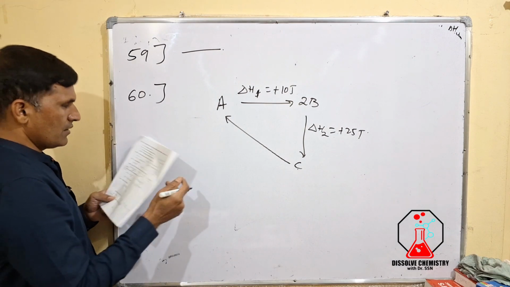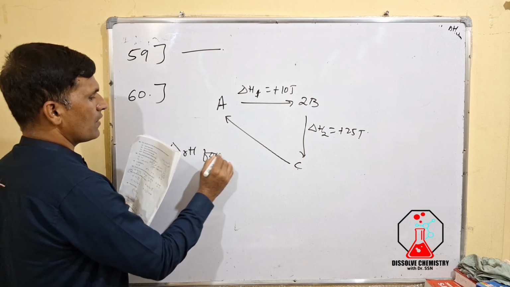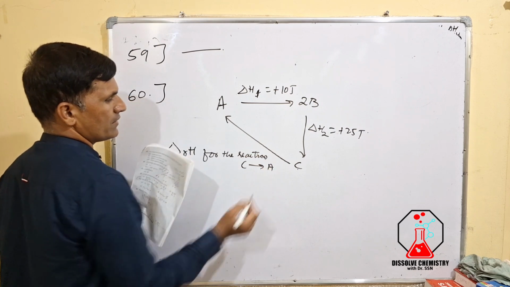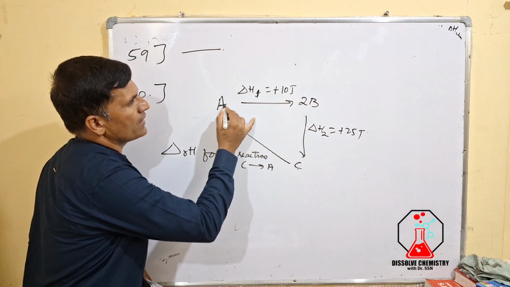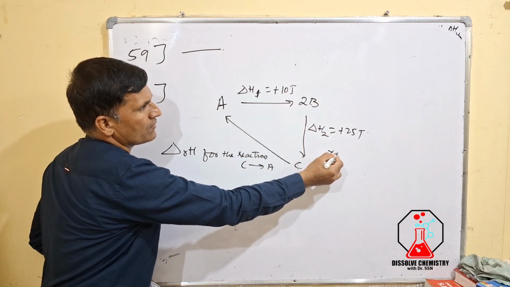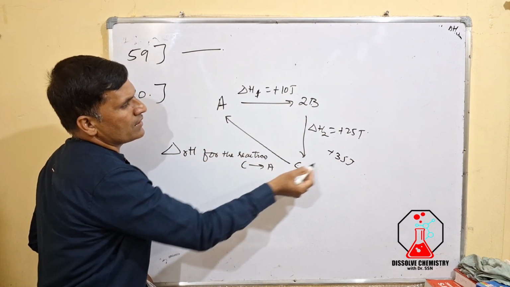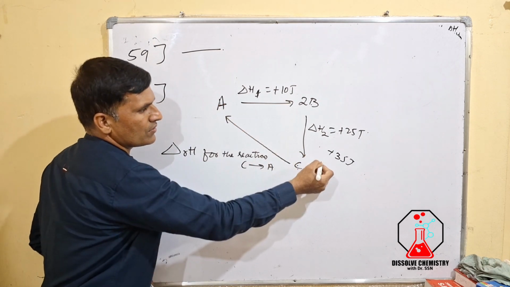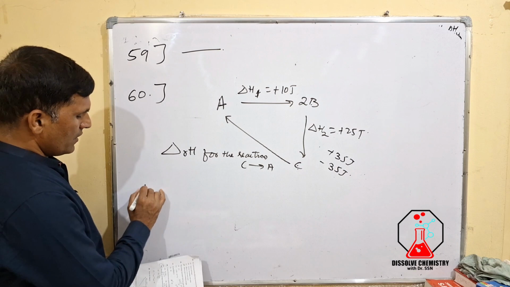So what they have asked, enthalpy of reaction for the reaction C to A they have asked. Okay, so both I will answer. See here, A to 2B, 2B to C, plus 10 plus 25 turns out to be plus 35 joules, right? Now, if it is from A to C, then it is plus 35 joules. But as it is from C to A, it means it is a reverse reaction, so therefore it will be minus 35 joules. Okay, so we will see the options.